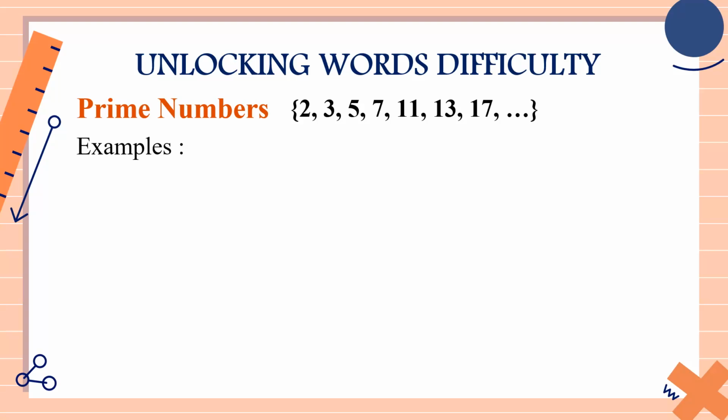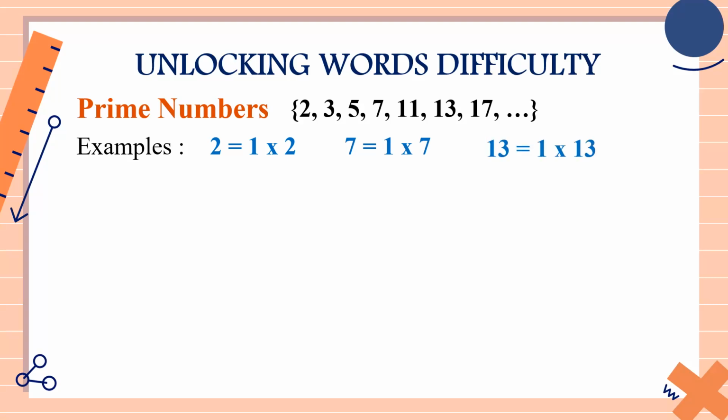Let me give you an example, class. 2 is equal to 1 times 2. So therefore, 2 has two factors, that would be 1 and the number itself, only 1 and 2. Another example, 7 is equal to 1 times 7. So therefore, 7 is a prime number because the factors of 7 are only 1 and 7, 1 and the number itself.